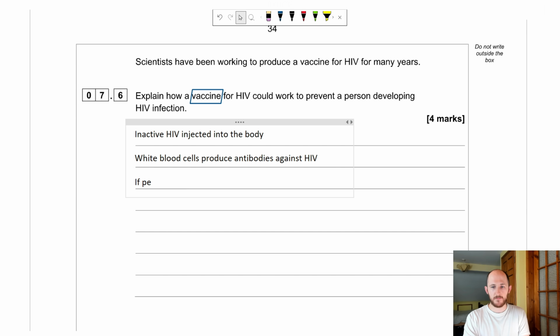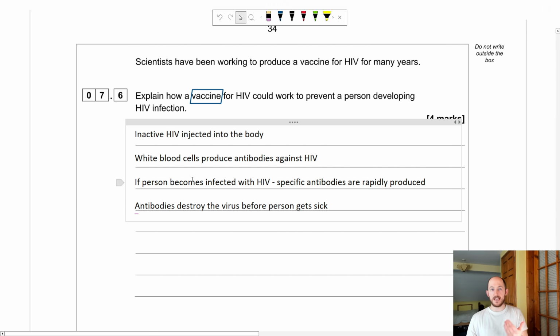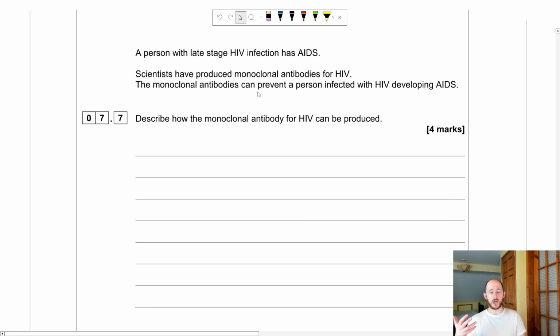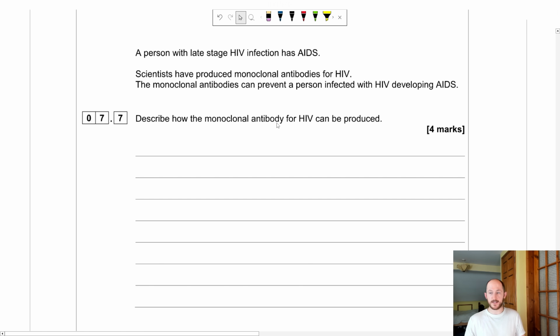Okay, so then if a person becomes infected with HIV at some point in their life, the specific antibodies are rapidly produced, which means the antibodies destroy the virus before a person gets sick. Because the problem with HIV, and the reason why you don't really get better from it, is because it targets your immune system. So it gradually weakens your immune system to the point where it never ends up actually developing resistance to it. However, if you could preempt the resistance, that could work if we can get a vaccine for it. So once again, this question is speaking about HIV, but it's a question about how vaccines are made. So this is how vaccines are used. This is how they work. This is how they are made. So monoclonal antibodies. Again, this is a standard 4 marker.